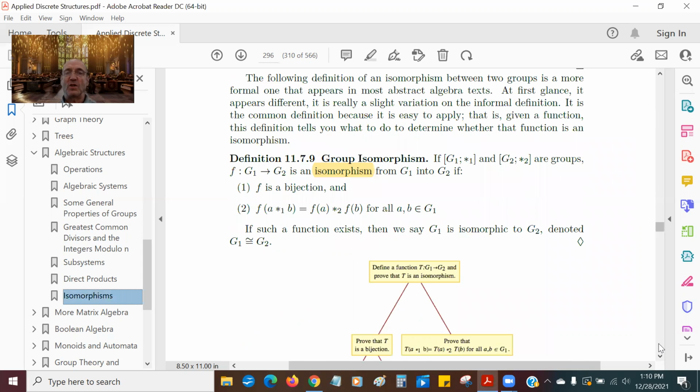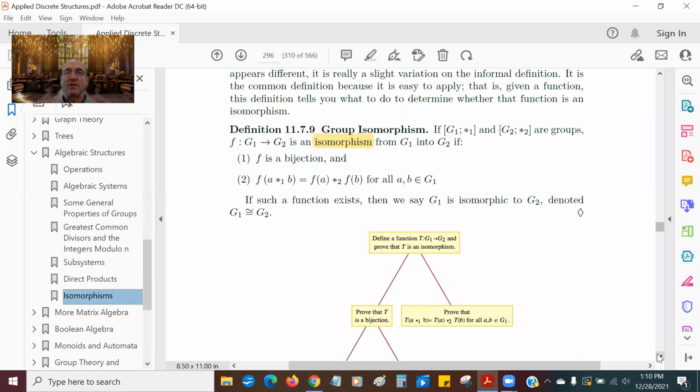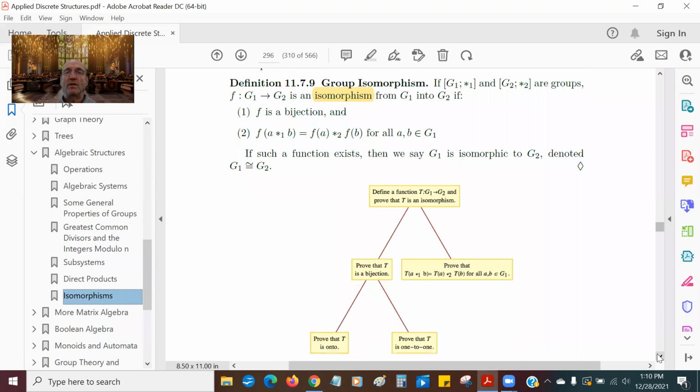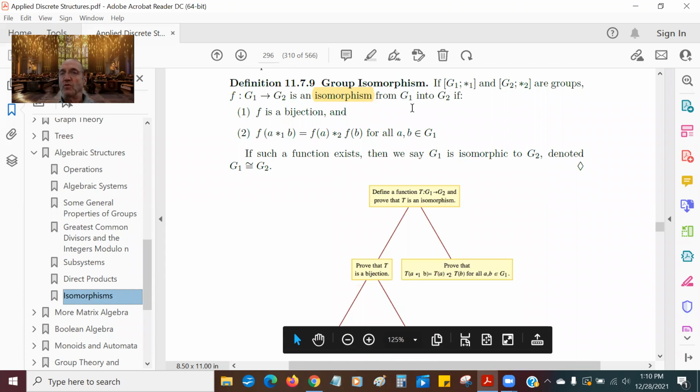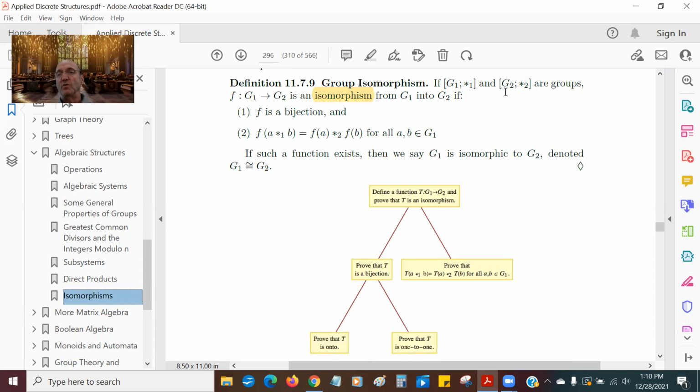Let's look at it in a more general way. Let's look at the actual definition here. The definition of an isomorphism between two groups is: if you have a group called G1 and another group G2, each one has their own individual operation. Star 1 and star 2 are the operations of each group. So if I have this function F, which is an isomorphism from G1 to G2, F is a bijection.